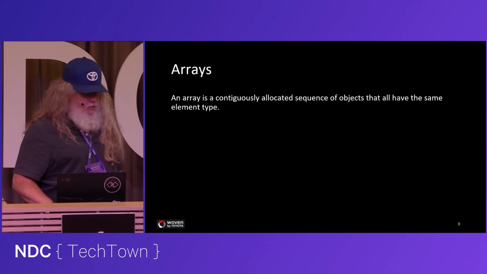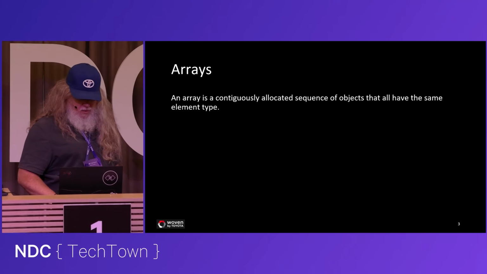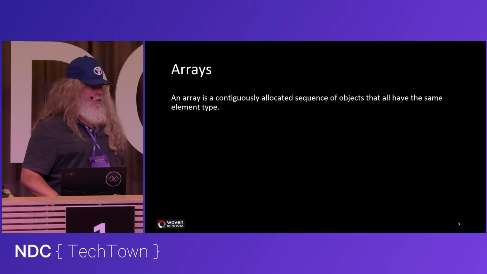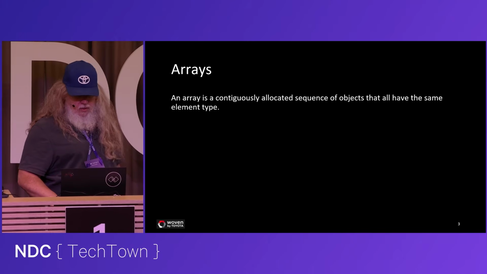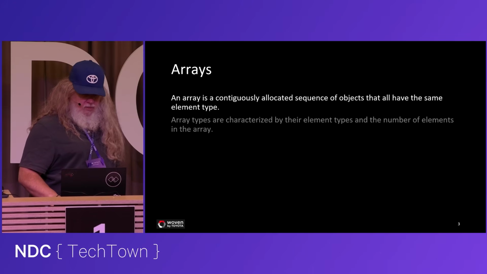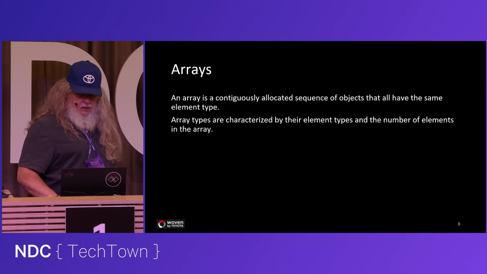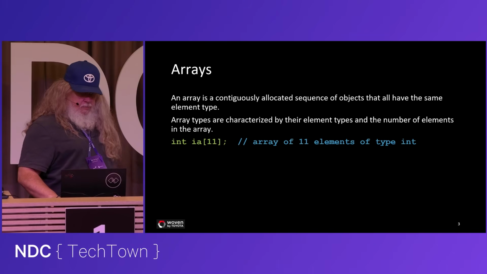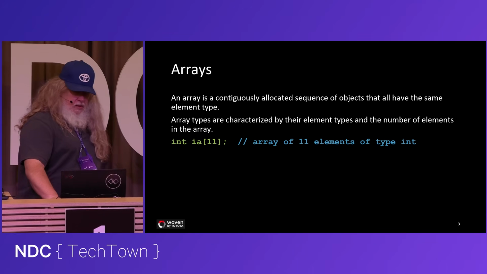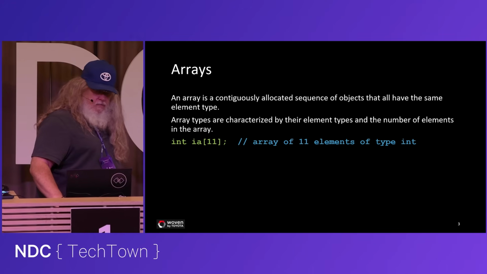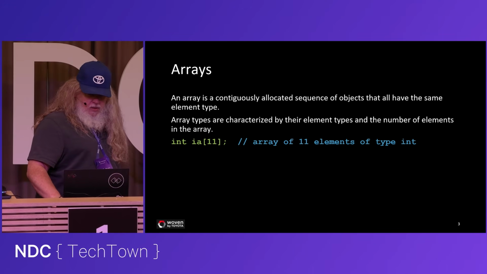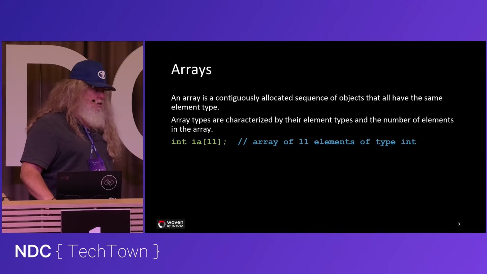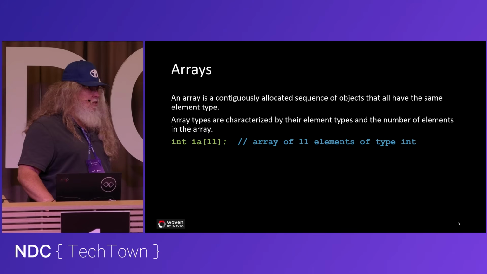Very simple introduction stuff that hopefully will be a surprise to no one here. Arrays are contiguously allocated sequences of objects, all of the same element type. They're characterized by their element type and the number of elements in the array. So for example, in C or C++, an array of integers with 11 elements of type int. And this talk is really about C. It is not a C++ talk.